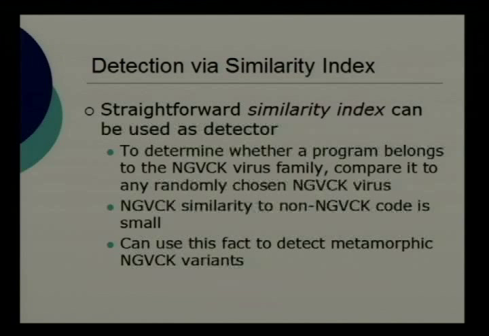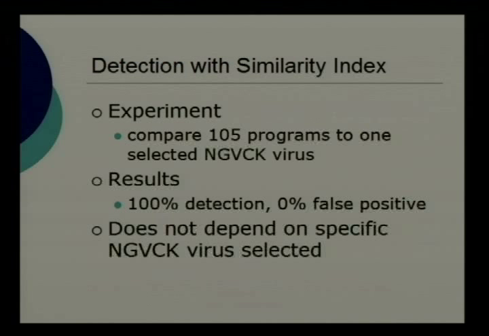So this is how we use a similarity index to classify a program. And we actually tested that. We compared 105 programs composed of normal regular programs, and also some NVIC viruses and some other viruses, and used the method I just described, based on similarity index, and compared the average result. It classified 100% of the time correctly whether the 105 programs are viruses or not, and there's no false positive. And I tried this on different viruses, and I found out that it doesn't depend on the specific virus that you select in the first place.